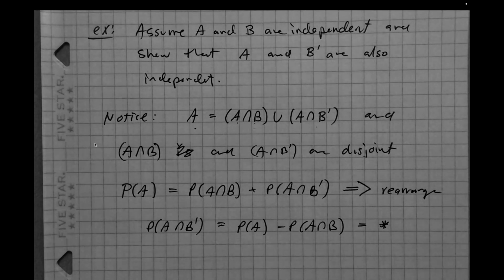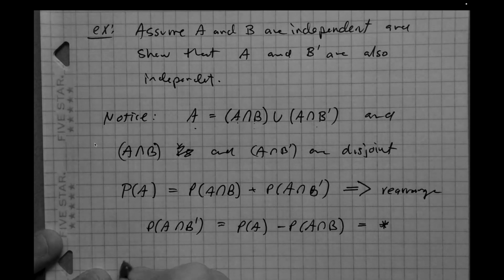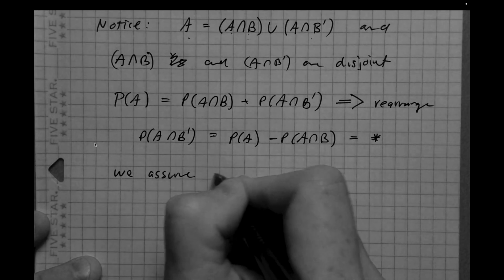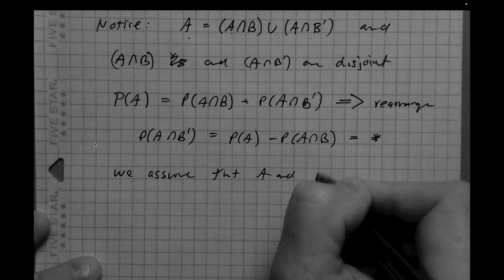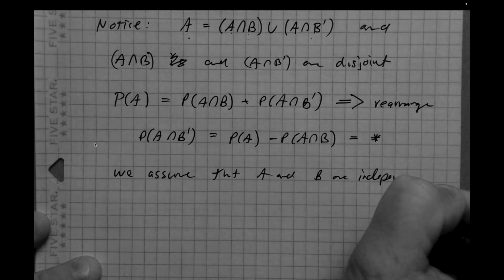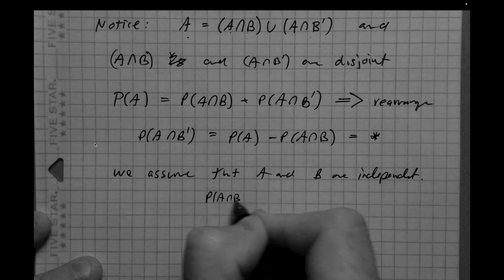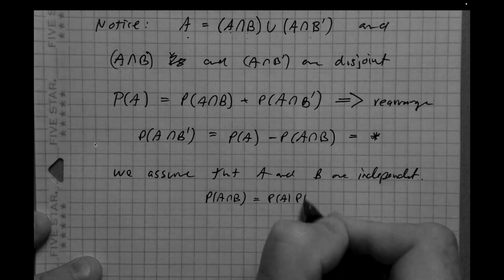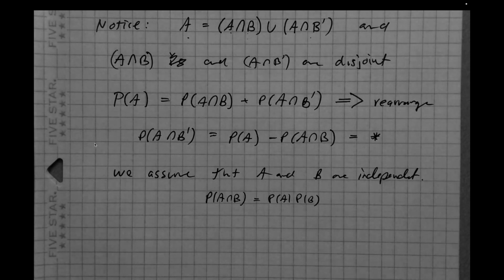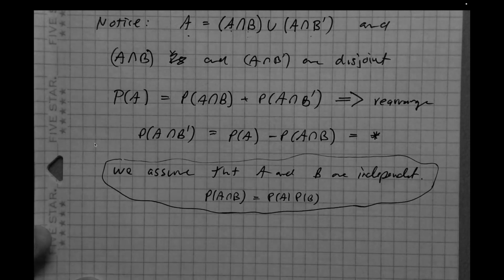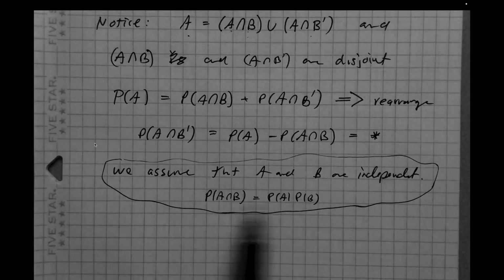Now, an assumption in the proof is that A and B are independent. We assumed that A and B are independent, so that means the probability of the intersection is equal to the probability of A times the probability of B. This is kind of an aside: when we assume A and B are independent, we get this.